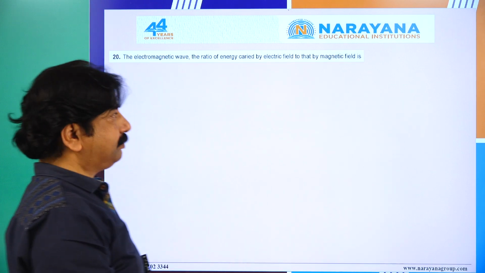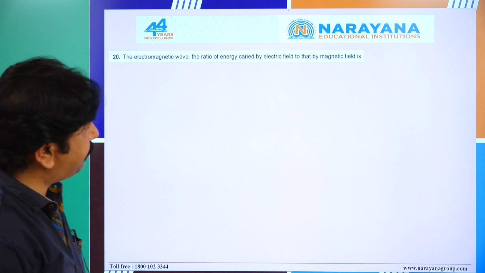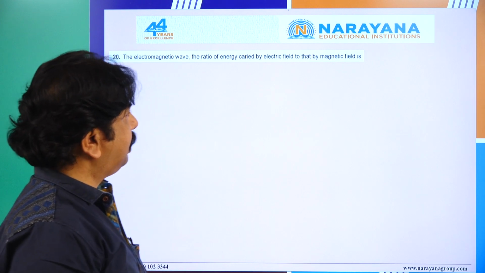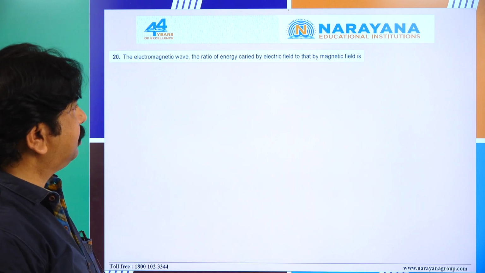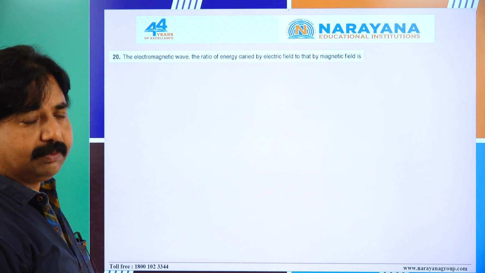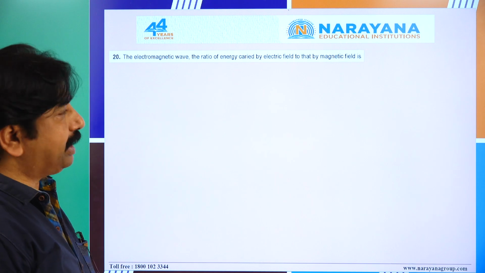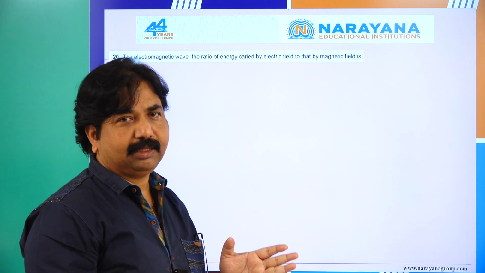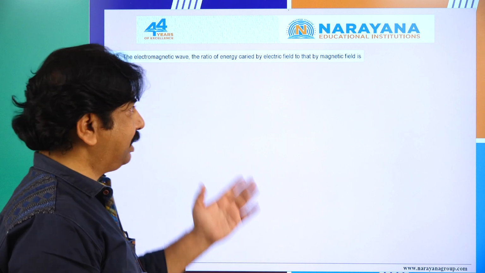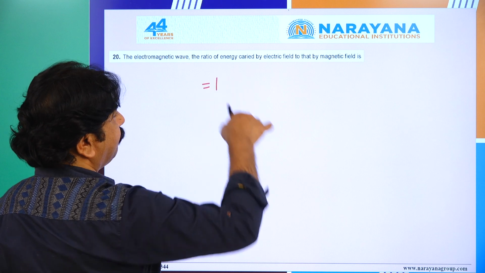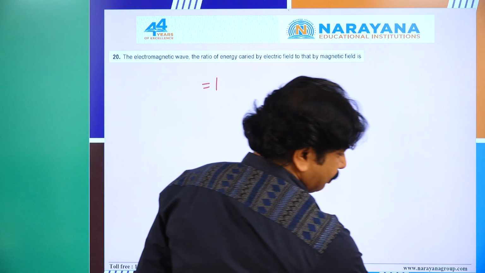We are going to the next question. In an electromagnetic wave, the ratio of energy carried by the electric field to that of the magnetic field. Straight away, this is a theoretical conceptual question. Already we know that in an electromagnetic wave, the energy shared by the electric and magnetic fields is always equal. So the ratio between them should be equal to 1 only. A direct question only.